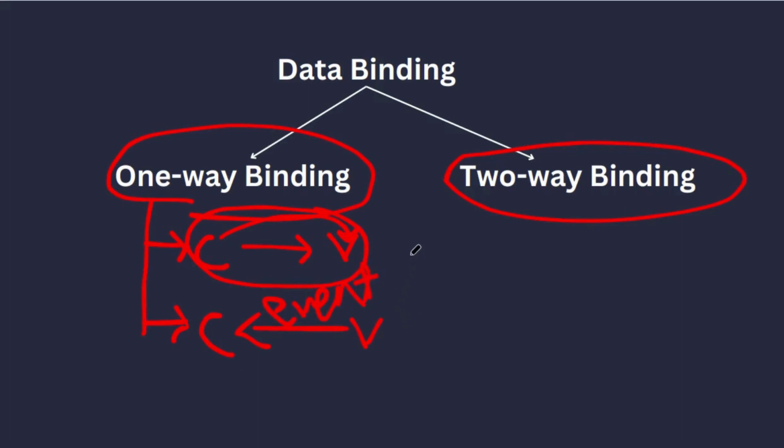And two-way binding is the combination of both, where the communication between class to view and view to class is a combination of data binding and event binding. So now let's see with an example.